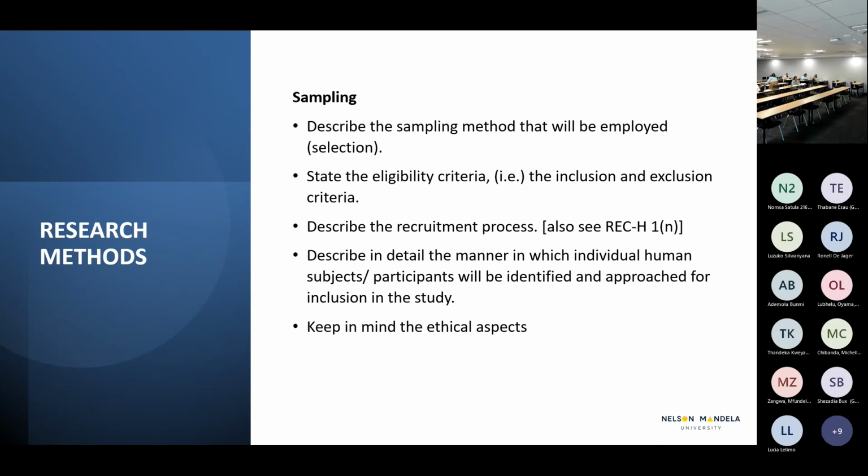And then eligibility criteria. I don't want to repeat what was spoken about today, because the Rec H covers all of those things. But the idea is that you want your proposal to overlap with the Rec H. So what we've done here is included which sections in the Rec H will be covered by these items in your proposal.